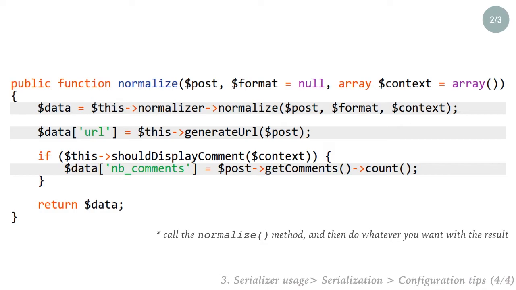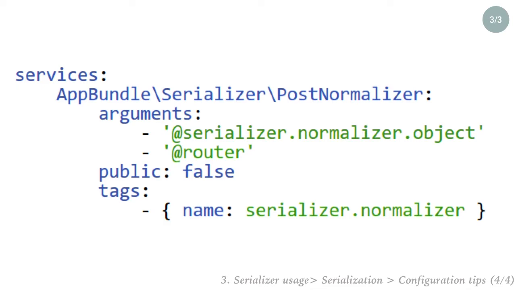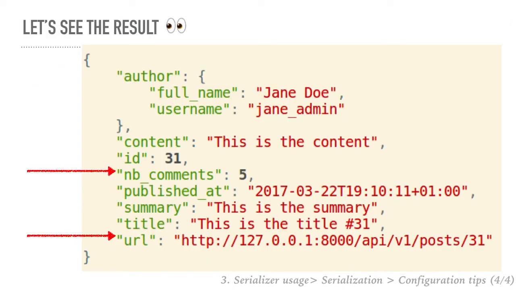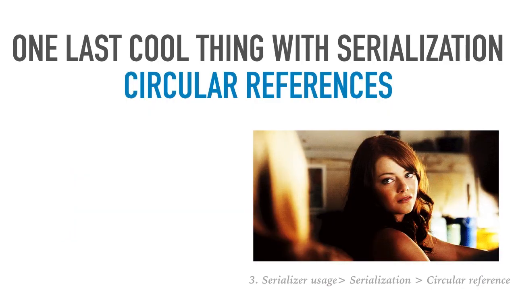And at the end, of course, I return the array that was tweaked for my needs. And that's it. Of course, you have to register it as a service and tag it, serializer.normalizer. Because if you don't tag it, the normalizer won't be registered in the serializer service in Symfony full stack. And that's it. I have my brand new information in my post when I serialize things. Really easy.